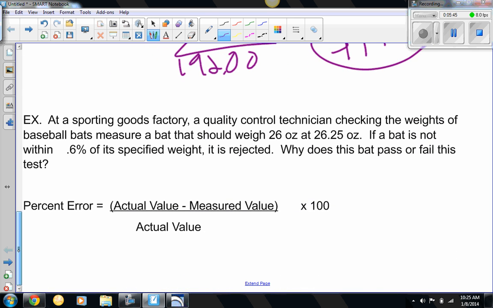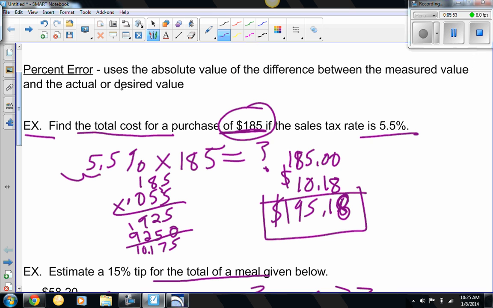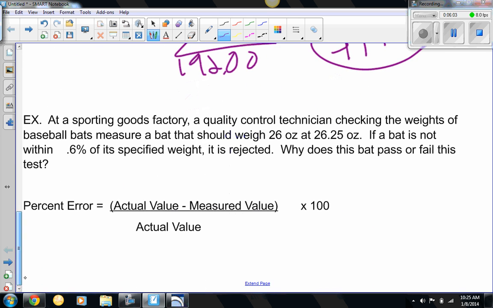So now we're going to get to the percent error. And here's the equation right here. And if you go back up here, you can look at the term. It says uses the absolute value of the difference between the measured value and the actual value or desired value. And you're probably going, what? Doesn't make sense. But that's why we're going to go down here and look at the formula that I have for you.